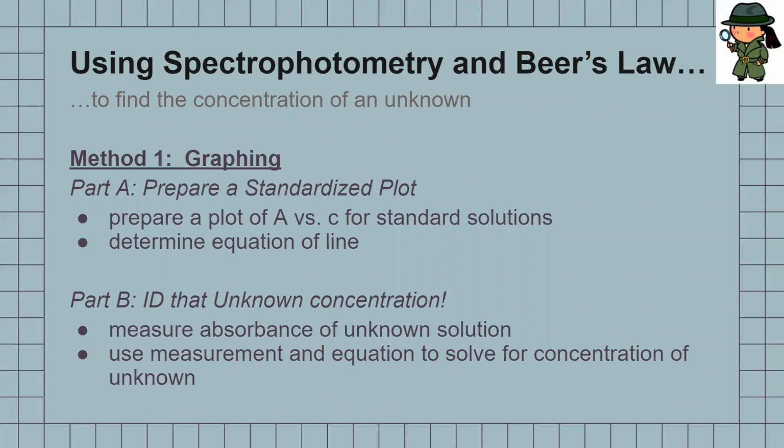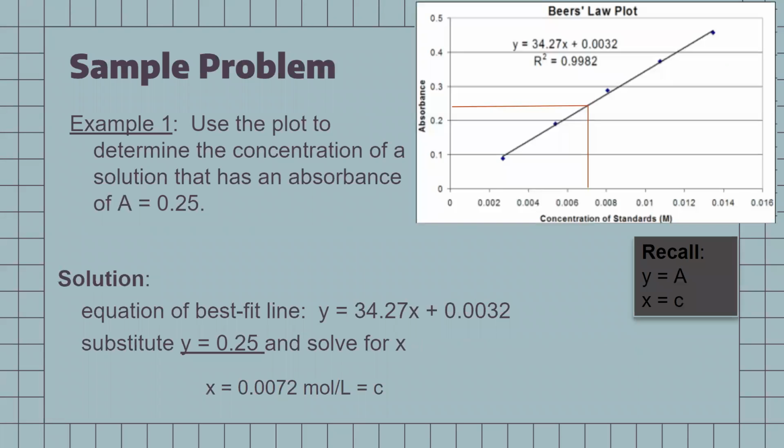So method one, again, graphing. You can prepare your plot, determine the equation of the line, measure an absorbance, and use your absorbance measurement to solve for the concentration of an unknown, which is exactly what we did in the lab on Tuesday. So to do that, your first step is to take your absorbance value and look for approximately where that's going to fall on your graph. So if I have about 0.25, which is a little low on here, it'd be more like up here actually. Where is that going to fall on my concentration?